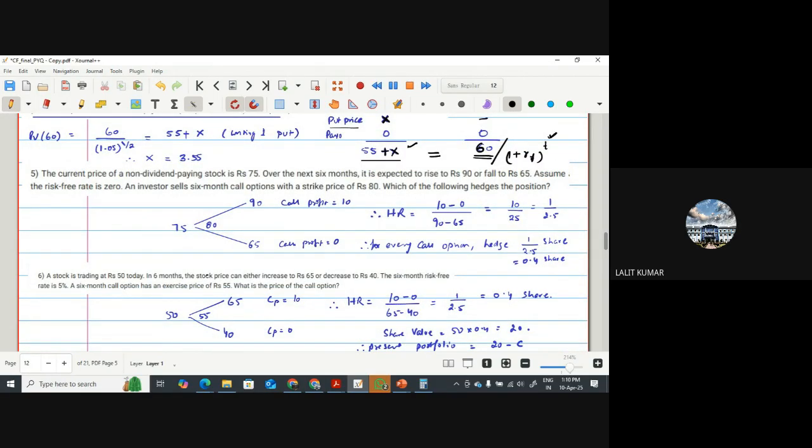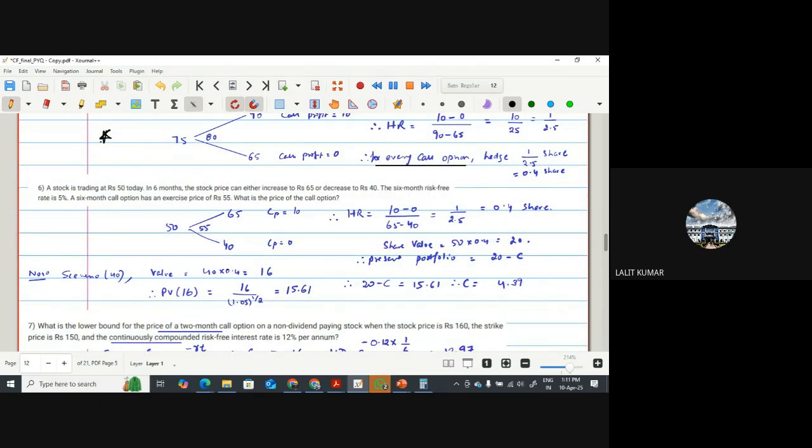Now, this is the question. Current price of a non-dividend paying stock is 75. Over the next 6 months, it is expected to either rise to 90 or fall to 65. Assume risk-free rate is 0. Investor sells 6-month call options with a strike price of rupees 80. Which of the following hedges the position? Basically, we have to find the hedge here. So we have to calculate the hedge ratio. Hedge ratio is 10 minus 0 divided by 90 minus 65, which is 1 by 2.5. So for every call option, hedge 1 by 2.5 share, which is 0.4 share. I have already explained this concept.